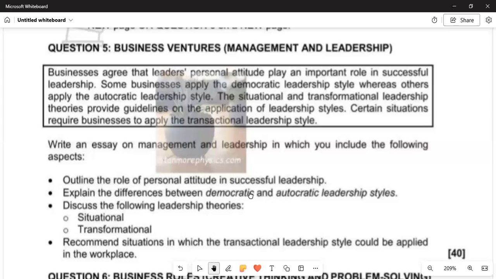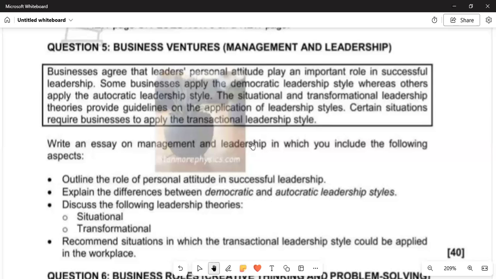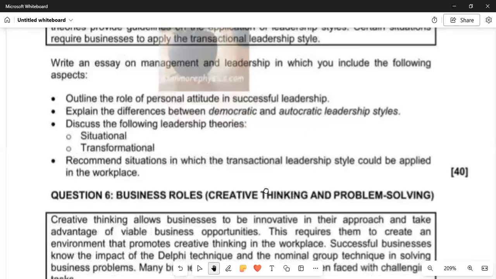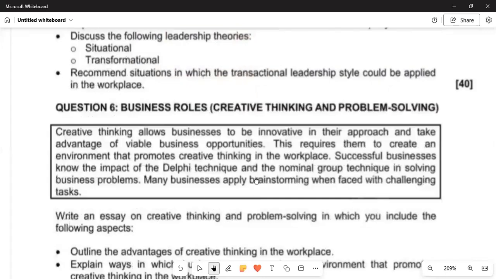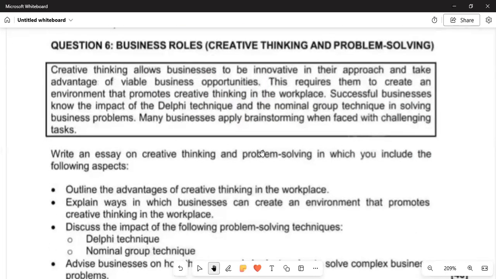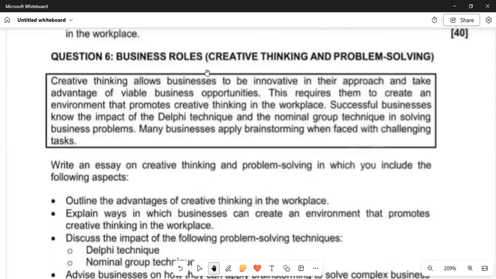All right. Then we are moving to the other one, which is question 6. Still, I will give you the correction in relation to this. So, question 6, we are talking about the business roles, creative thinking, and problem solving. Let us read very carefully.